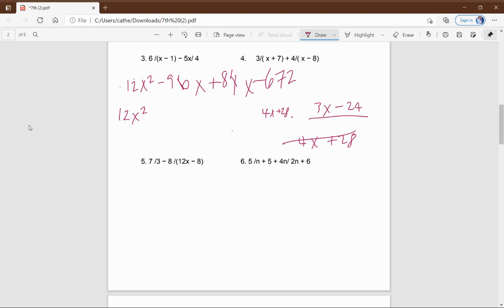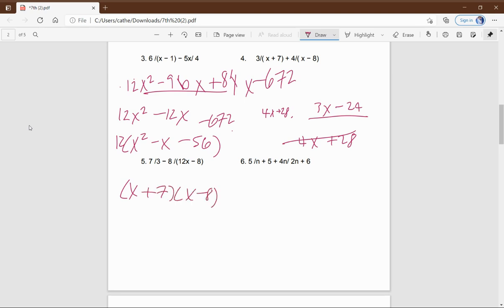Okay, we can simplify this. That's what we got for the last one. We can simplify these. 96 plus 84. Simplified, 12 out of this. Minus 56. 7, 8. So x plus 7, x minus 8. X equals negative 7 and 8 and 0.